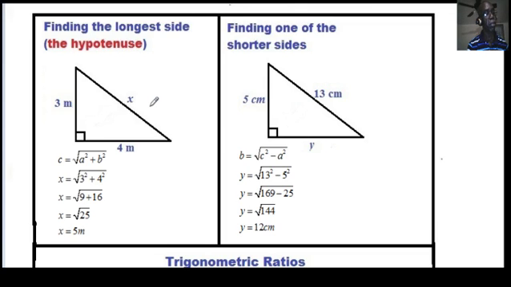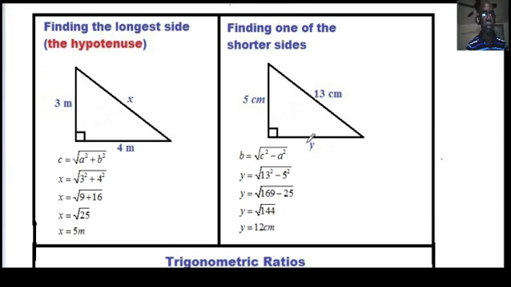c equals the square root of a squared plus b squared. By substituting these values, we get x equals the square root of 3 squared plus 4 squared. Simplifying the inside of the radical gives us x equals the square root of 9 plus 16. Then, x equals the square root of 25. x equals 5 meters.